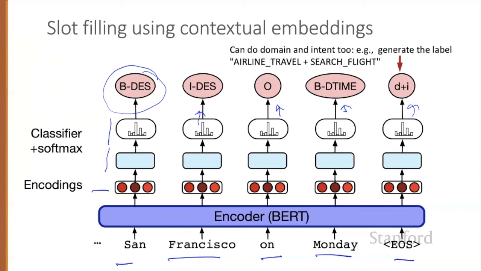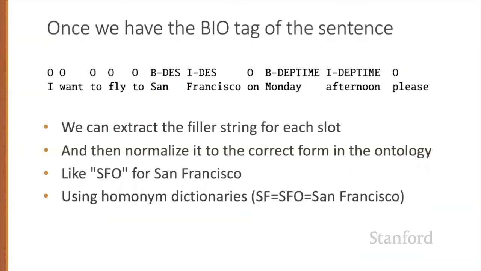We can also combine the domain classification and intent extraction tasks with slot filling, simply by adding a domain concatenated with an intent as the desired output for this final EOS token. So this architecture will do slot filling, domain, and intent classification, all with the BIO tagging paradigm.